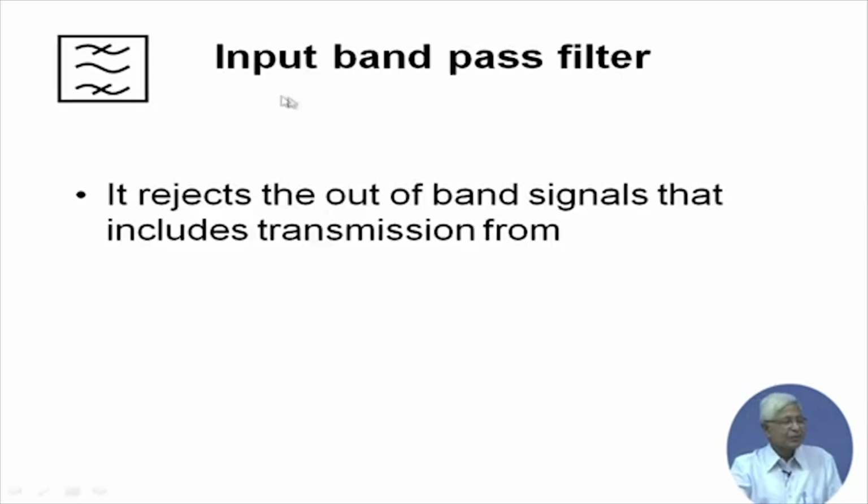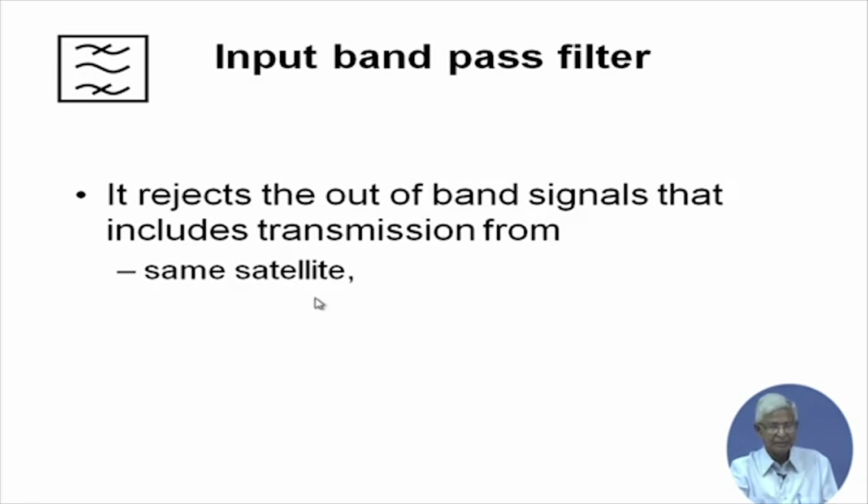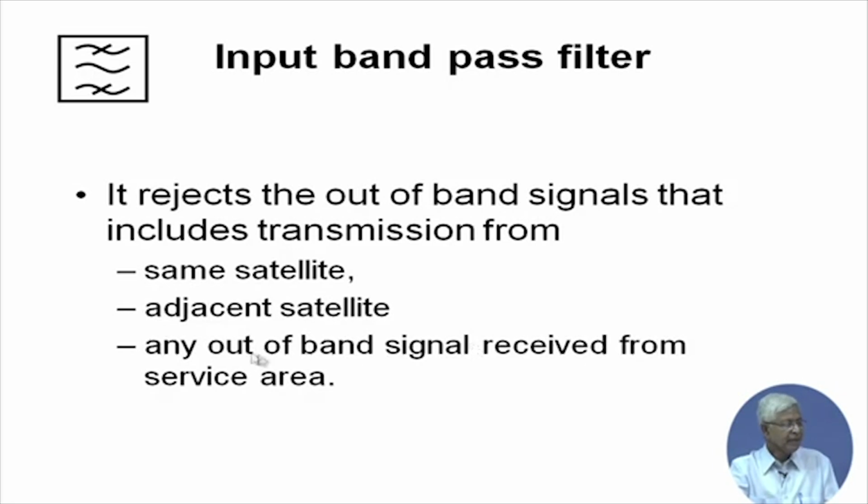Let us go back. So, we have after the antenna the input band pass filter, it rejects the out of band signals, that includes the transmission from the same satellite and adjacent satellite and any out of band signal received from the service area. From the same satellite it can come because spurious are generated that can be fed back from the transmitter to receiver. Adjacent satellite might be using some of the signals which are out of band, is received by the antenna. Out of band signal from the service area, somebody else is transmitting, which is coming as interference. All these things have to be filtered out, which are out of band.